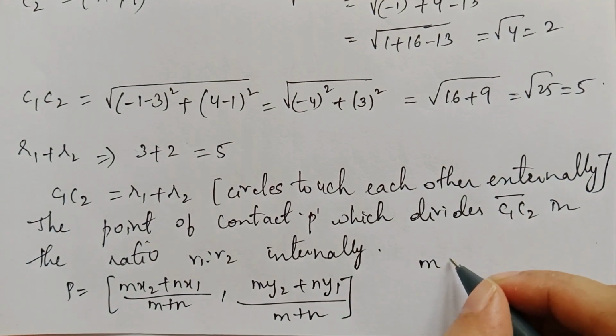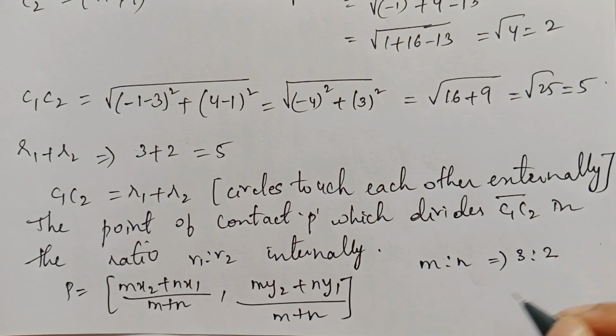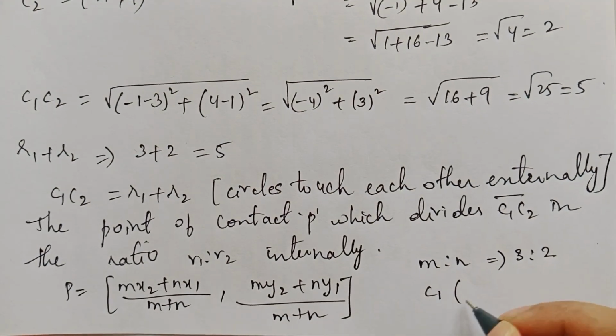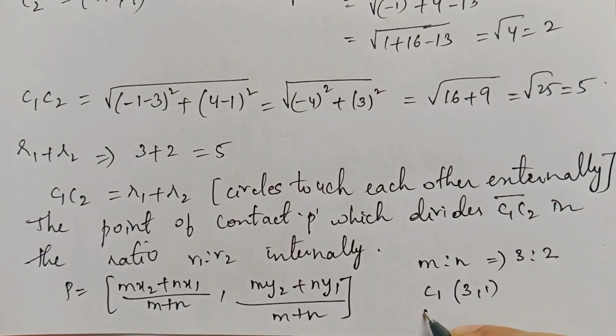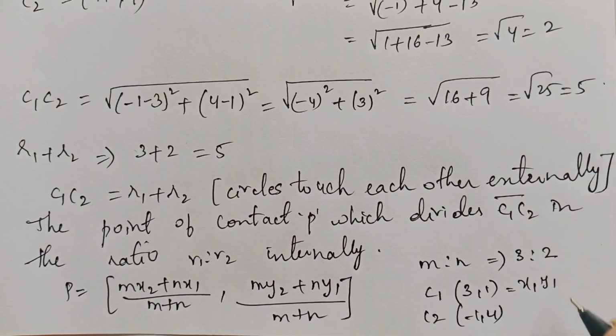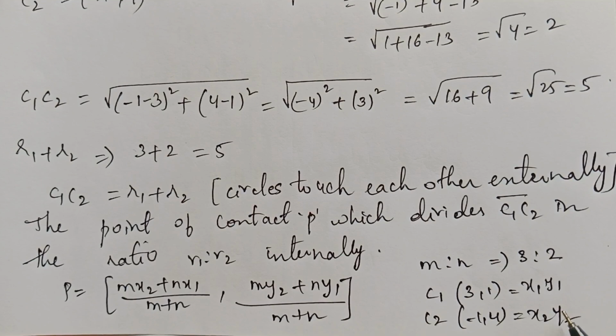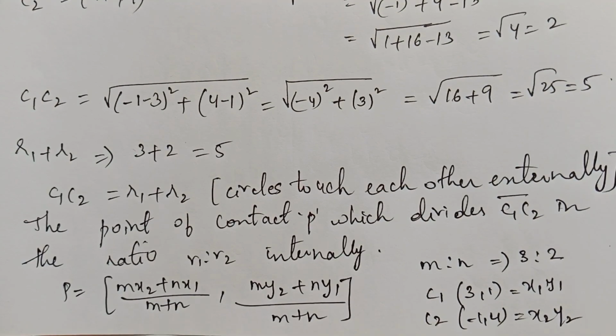Here the value of m to n is nothing but the ratio, which is 3 to 2, and c1 value is (3, 1) and c2 value is (-1, 4). So this is (x1, y1) and this is (x2, y2). We need to substitute all this in the formula.